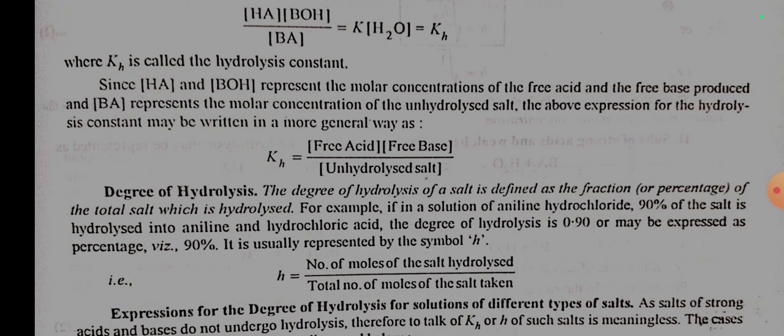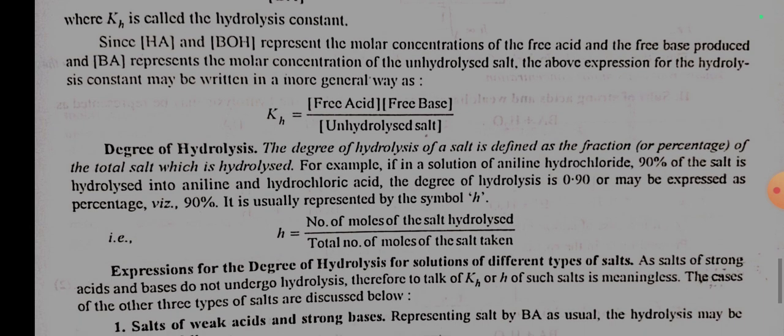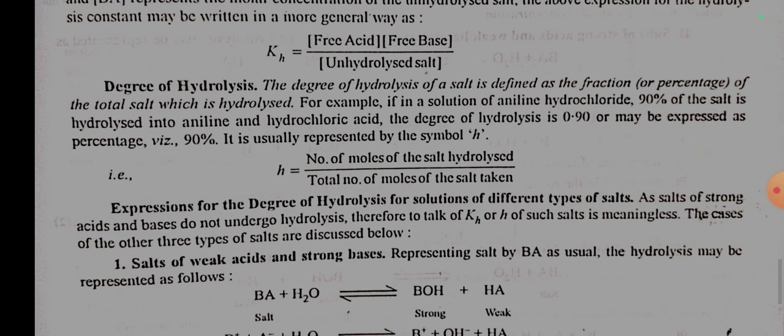Degree of hydrolysis. The degree of hydrolysis of a salt is defined as the fraction of total salt which is hydrolyzed. For example, if in a solution of aniline hydrochloride 90% of the salt is hydrolyzed into aniline and hydrochloric acid, the degree of hydrolysis is 0.9, or may be expressed in percentage as 90%. It is usually represented by the symbol h. h is equal to number of moles of the salt hydrolyzed upon total number of moles of the salt taken.